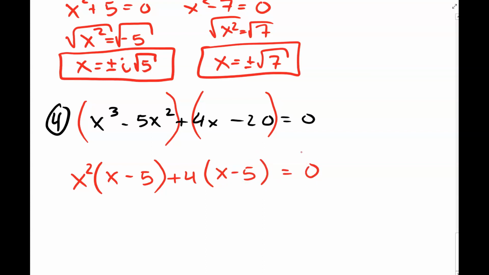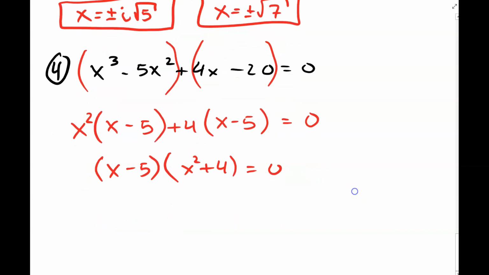So far, so good. Now we look at the thing as a whole. What's the greatest common factor across the whole thing? x minus 5. Okay. And what's left? x squared plus 4. Okay. Now we should check to see if we can factor any more. No, it's not a difference. So, not this time. So we're done with factoring anyways.